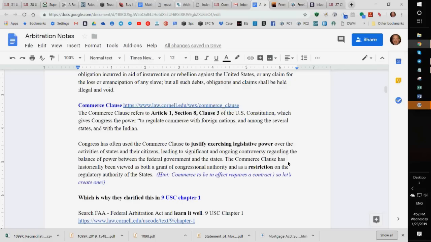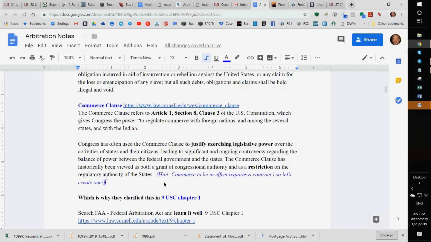And then, of course, they create private corporations overlaying all this, which your state and your legislature and all these people have done. The courts, federal and state, are commercial enterprises. Then the Commerce Clause has historically been viewed as both a grant of congressional authority and a restriction on the regulatory authority of the states. So this is what we're caught up in here, folks, this dilemma.